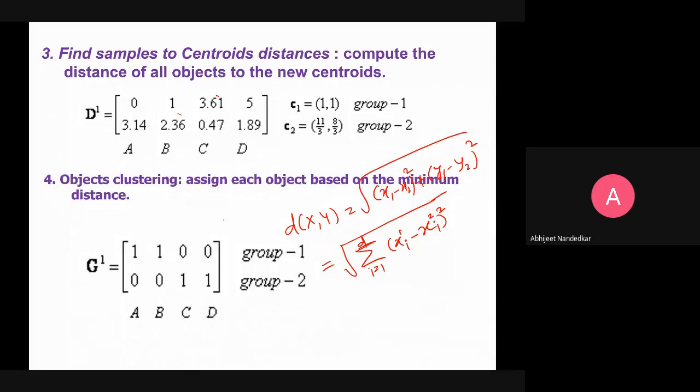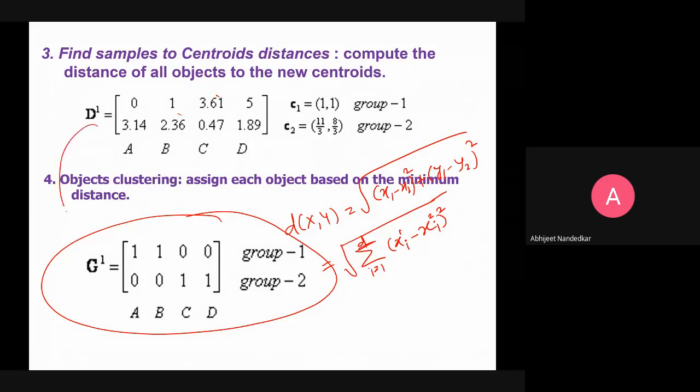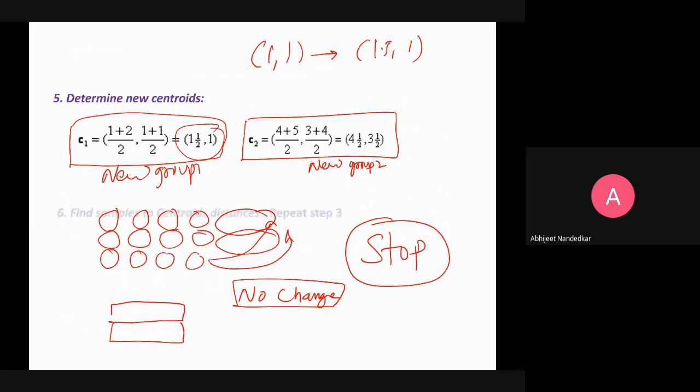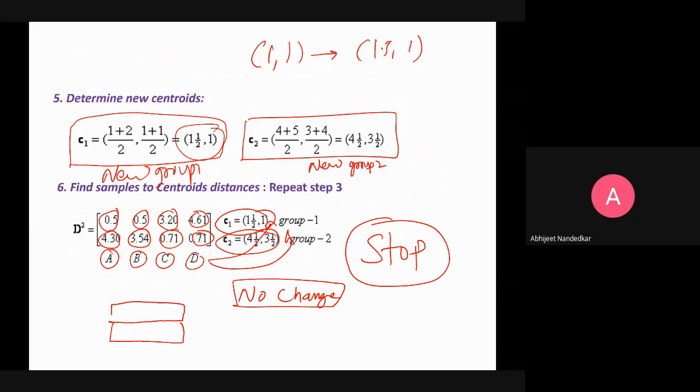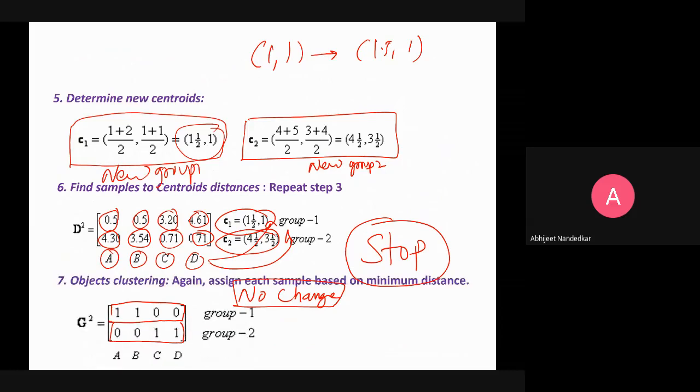The next thing is to rearrange your groups. Once you calculate based on the minimum distance principle, you rearrange your groups and then you recalculate centroids. Once you recalculate centroids, again recalculate distances and see whether there is any change in the partition matrix. If there is no change, stop. Otherwise, repeat the procedure from step number 2. This is how this algorithm works, very simple and very effective.